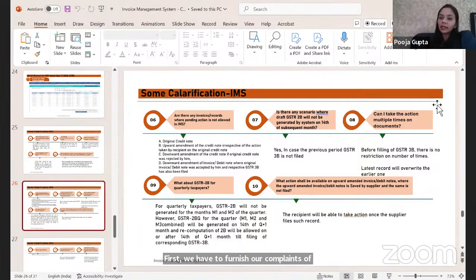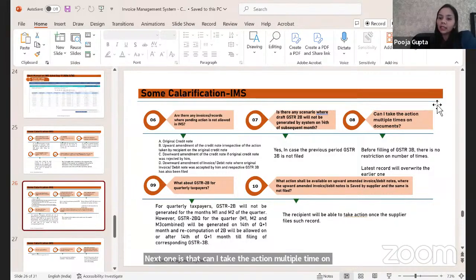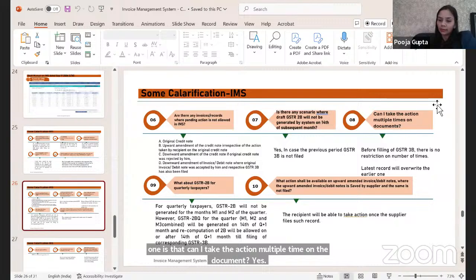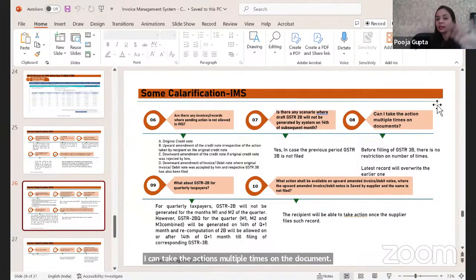Next one is, can I take the action multiple times on the document? Yes, I can take the actions multiple times on the document. Either I can accept, I can reject, or I can keep it pending. I can keep changing my decision, but until when? Only till the filing of GSTR3B. Once I file my GSTR3B, I will not be able to change my action.